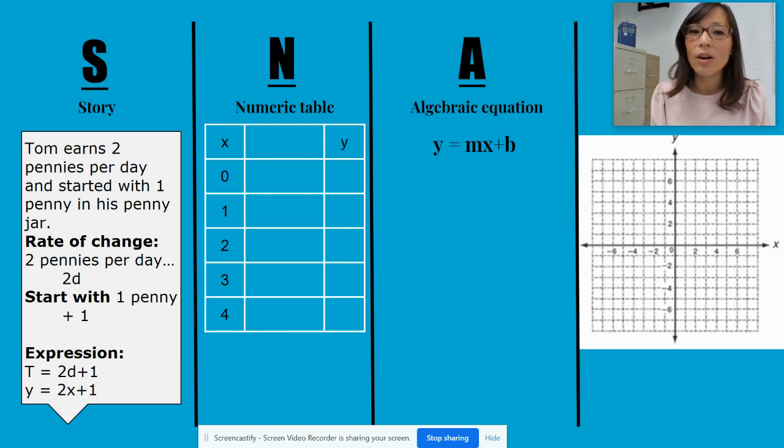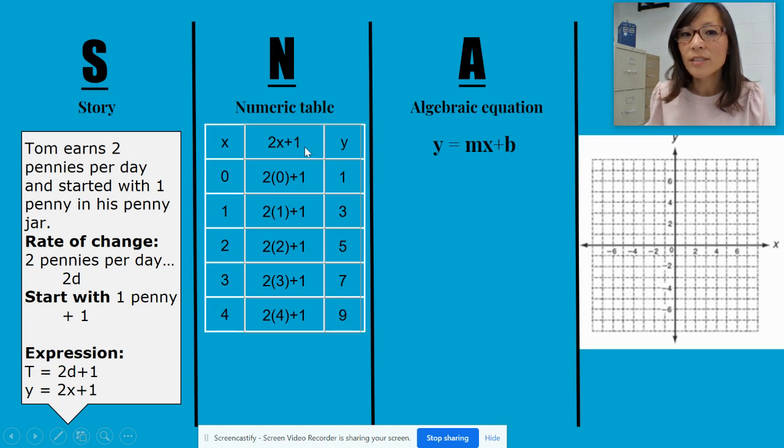If we wanted to use our expression, then we would say that the total is equal to 2 pennies per day plus 1. Or if we were going to use the variables y and x, y equals 2x plus 1. Once we have our situation or our story, then we like to put it in a table to help us keep track of our variables. So what we do is we place the expression at the top, 2x plus 1, and that helps us keep track of how to calculate what y is equal to.